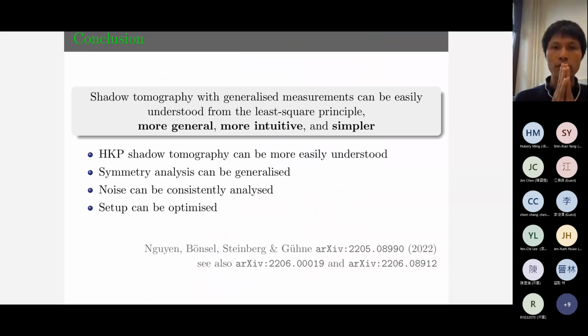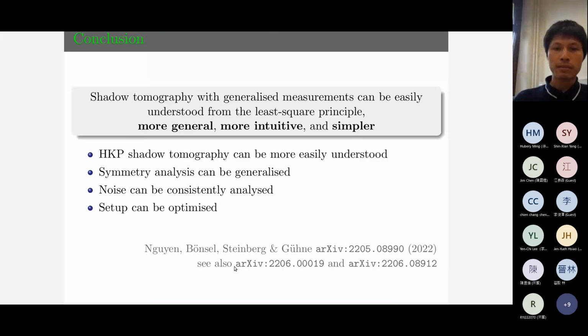So the conclusion is that, again, this project is our attempt to understand shadow tomography in a particular way. And we propose that this could be a very simple way to look at it. It's extremely simple. It's even more general. At least for me, I find it very intuitive and simpler. So the shadow tomography can be more easily understood, or the symmetry analysis can be generalized, or noise can be consistently analyzed, or the setup can be optimized. So these are all the points that I mentioned.